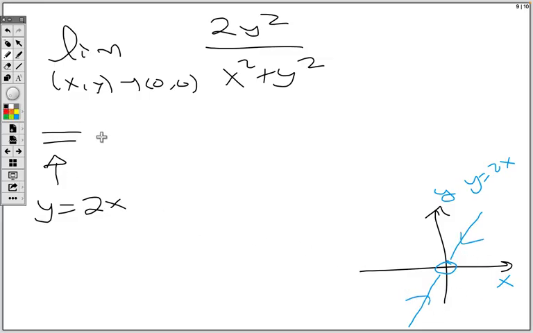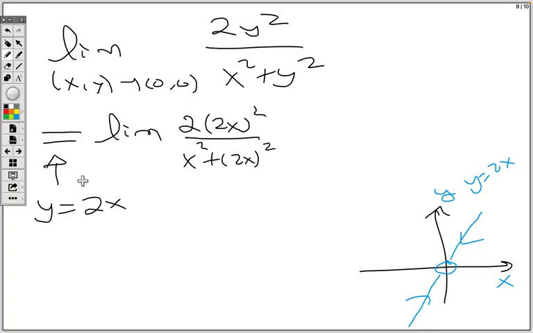So everywhere I see a y, I'm going to sub it in with a 2x. And once again, as x goes to 0, that is automatically going to give you y going to 0. And y going to 0 is going to give you x goes to 0. So I can replace this limit of two variables with a limit of one variable along that path. And now I'm going to simplify.